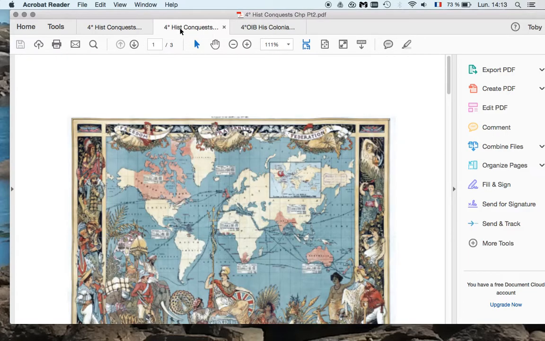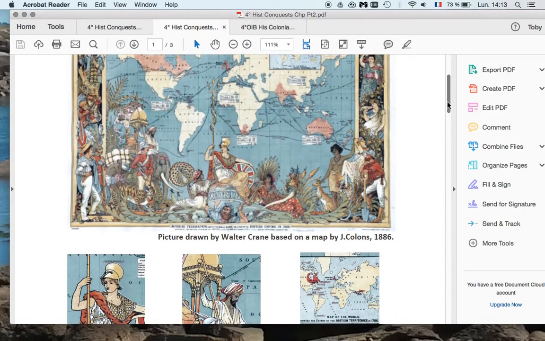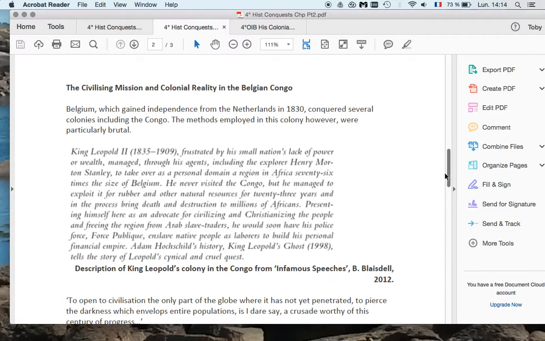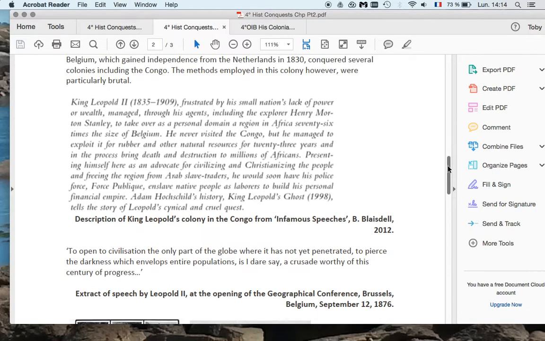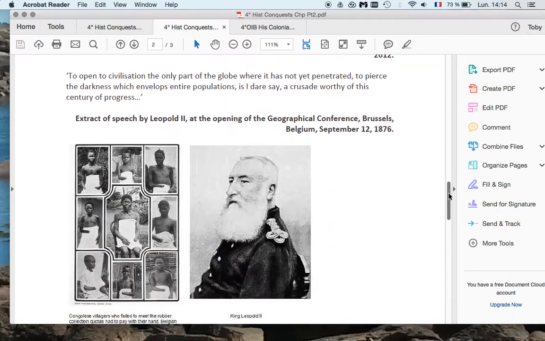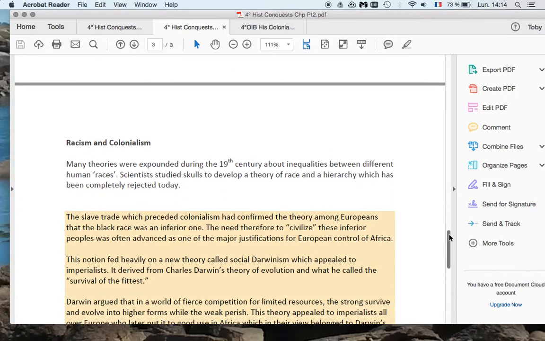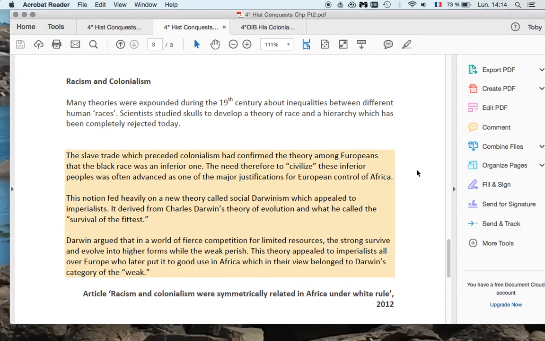If I just click on to the next document that I've already sent you, what we're going to focus on, or what I want you to look at, are the exercises I've sent you regarding the Belgian Congo. It's pretty terrible what happened there, the way people were treated. And also the last page of the document, which is about racism and colonialism.